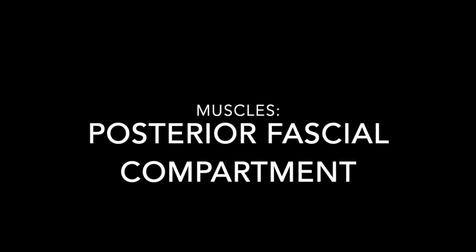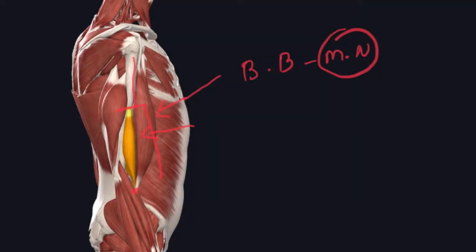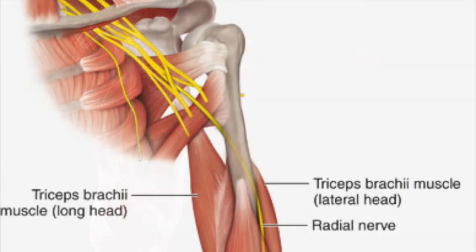The muscle of the posterior fascial compartment are the three heads of the triceps muscle. In general, these muscles are supplied by the radial nerve.